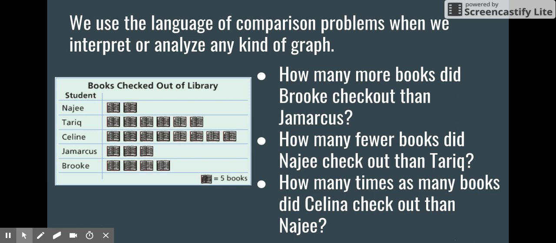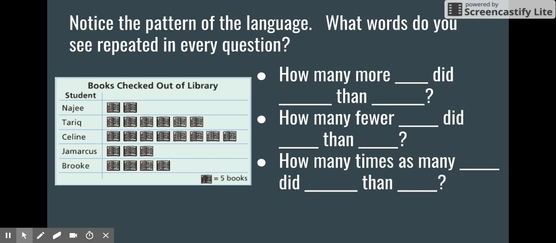How many more books did Brooke check out than Jamarcus? How many fewer books did Naji check out than Tariq? How many times as many books did Selena check out than Naji? They're all comparison problems. Notice the pattern of the language. What words do you see repeated in every question?